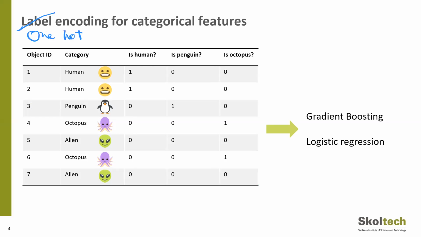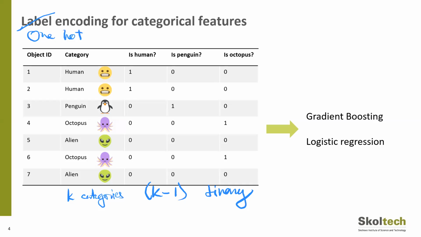In this case, we just get multiple features from one categorical feature with k categories. We have k minus 1 features, and each feature is a binary feature. For each feature, we say that it equals 1 if this particular object has this particular value of a category, and 0 otherwise.